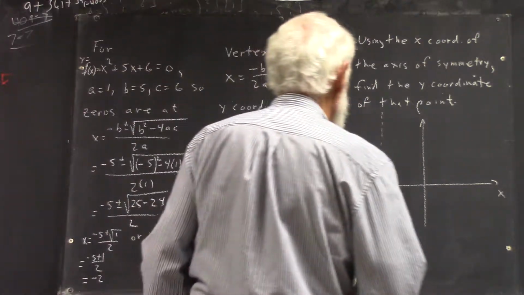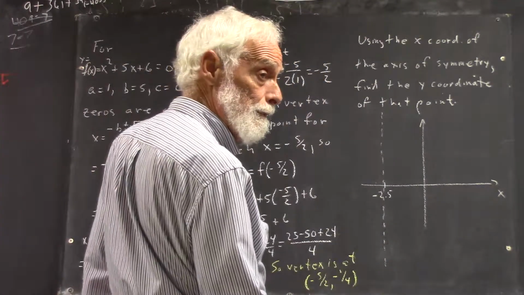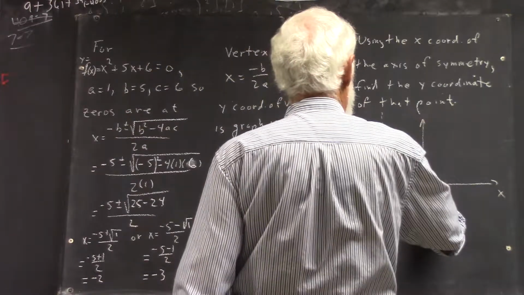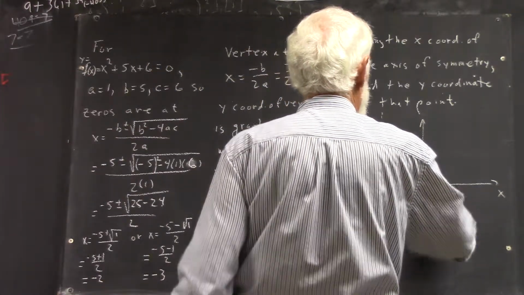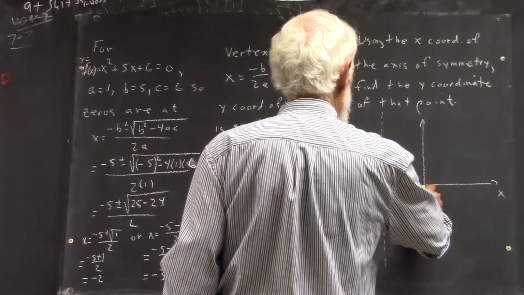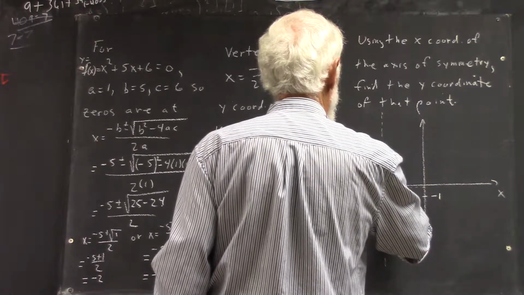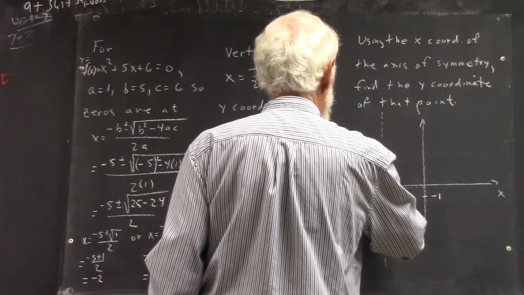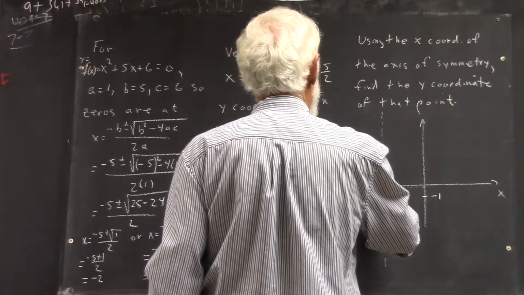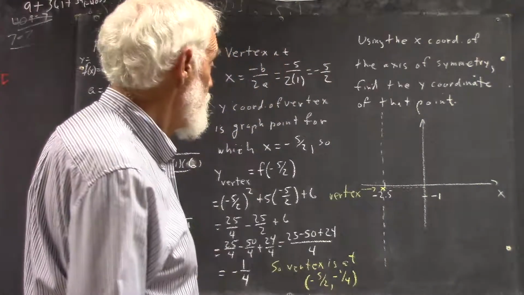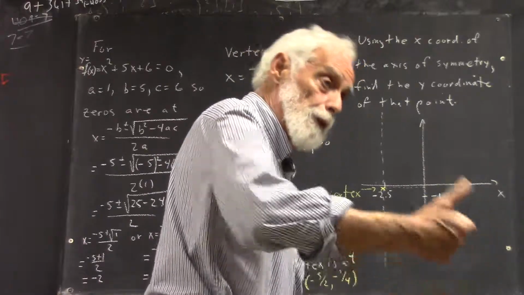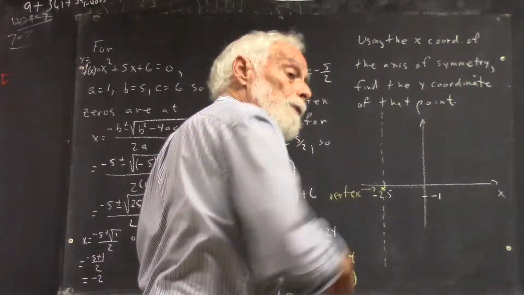So, if that's negative 2.5, if we scale the y-axis, I want to scale it till we get 6 up there, so I'm going to put negative 1 here. Okay? Then negative 1/4 is like here. So here's your vertex. Okay? Now you just went through the calculation, but you understand the calculation, so that should make sense.